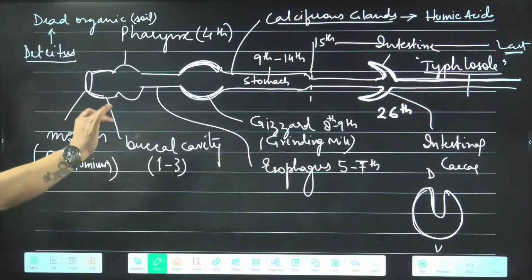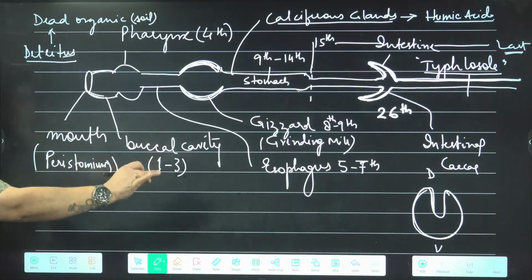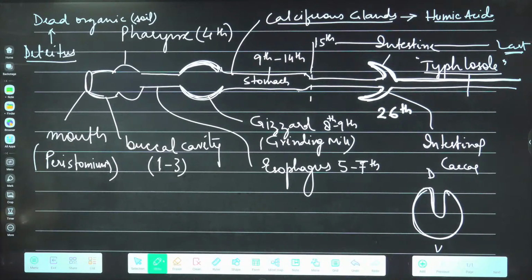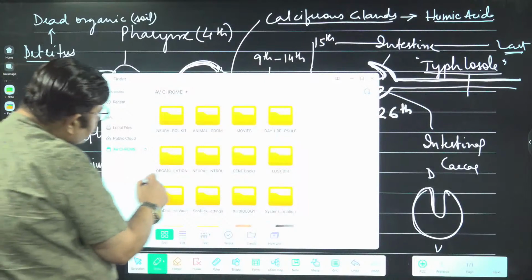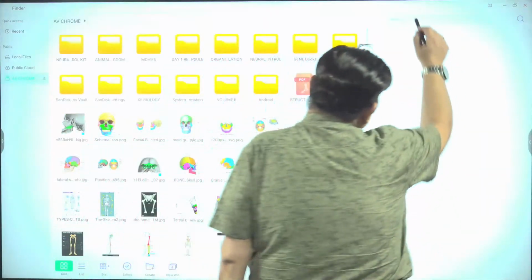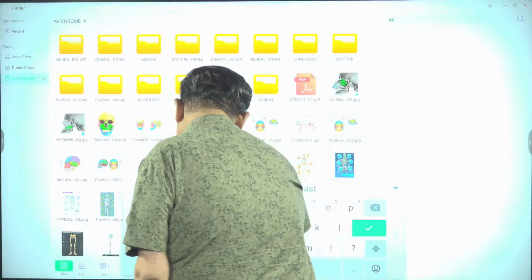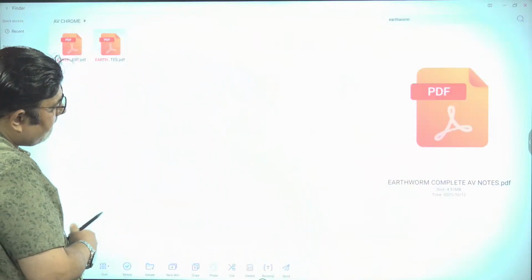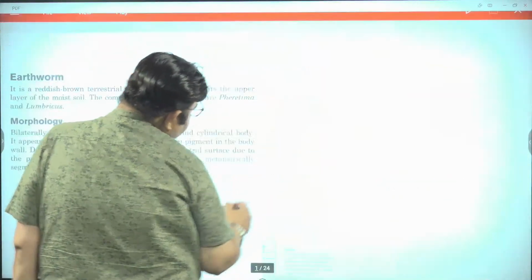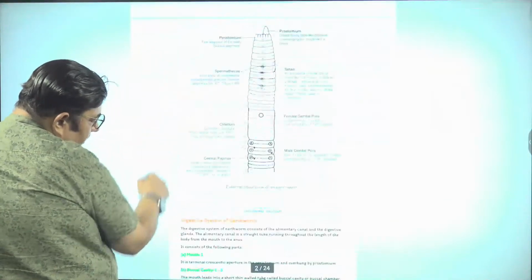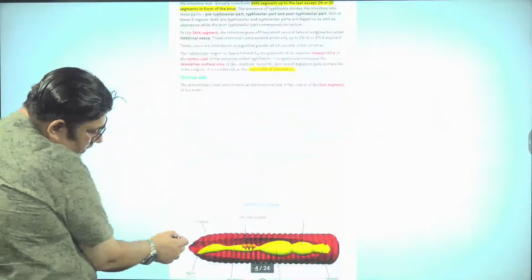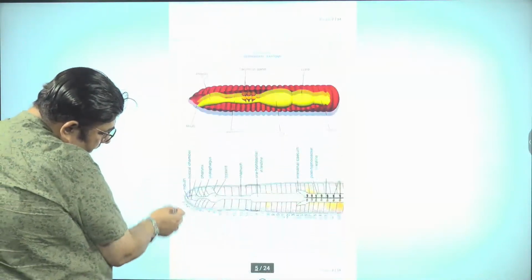Easy. This is about the digestive system of an earthworm. Meanwhile, earthworm structure. Digestive system of an earthworm. This is the dorsal median groove, the typhlosole.